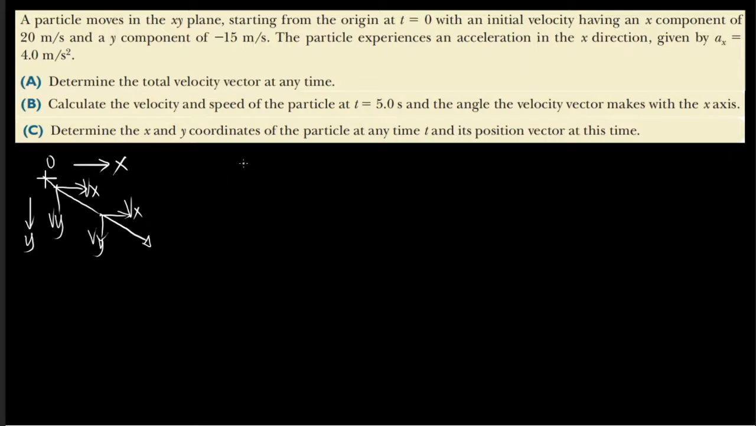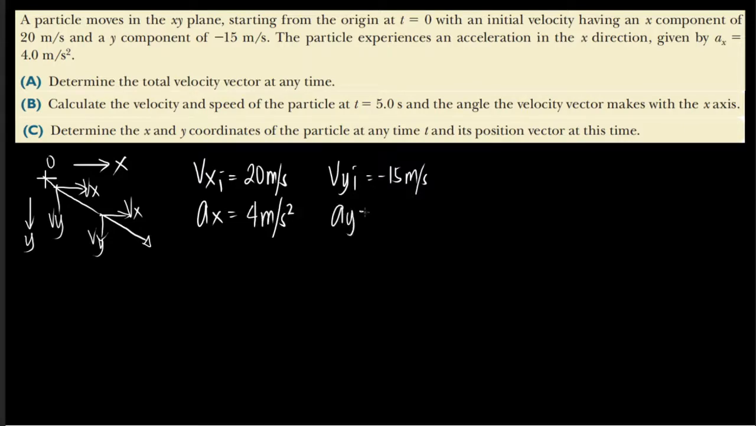So, we can list down the information that we have. Our Vx initial is 20 meters per second. Vy initial is negative 15 meters per second. Now, the particle experiences an acceleration in the x direction, so Ax equals 4 meters per second squared. How about Ay? It's not mentioned here. It just says that the particle has an acceleration along the x, so we can say that Ay is 0 meters per second squared.